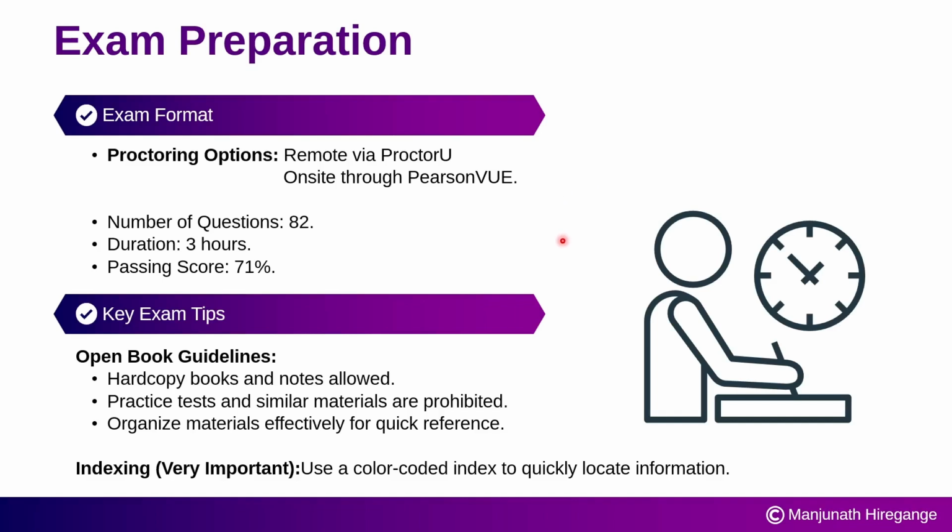Here is the basic format for the GICSP exam. You can take the exam remotely via ProctorU or on-site at Pearson VUE. You can expect 82 questions, based on my experience, but you can always check the GIAC website for the actual number of questions. The duration is 3 hours and the passing score is 71%. So time management is going to be very critical.